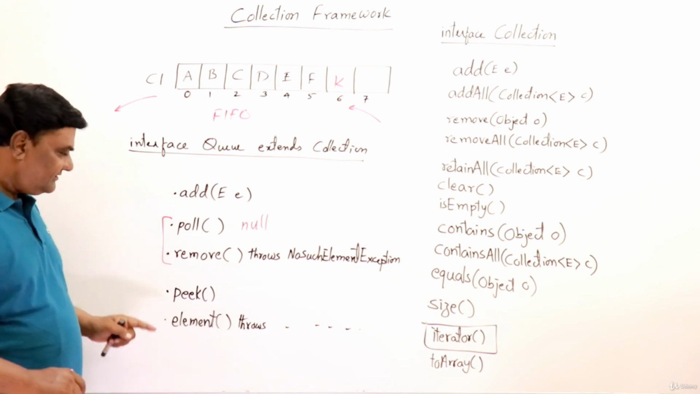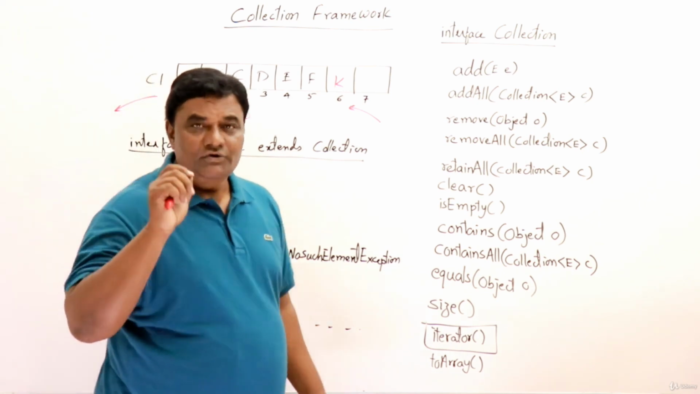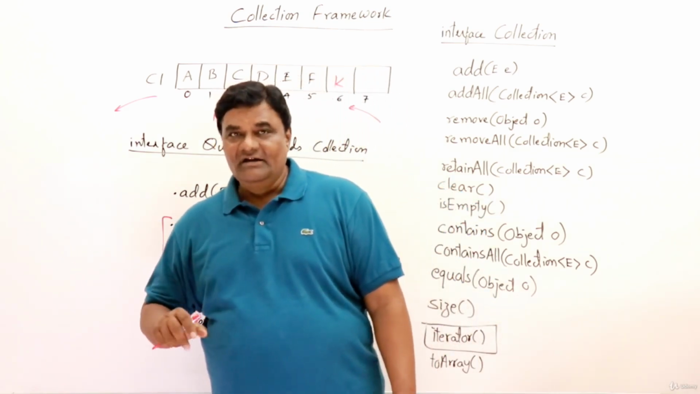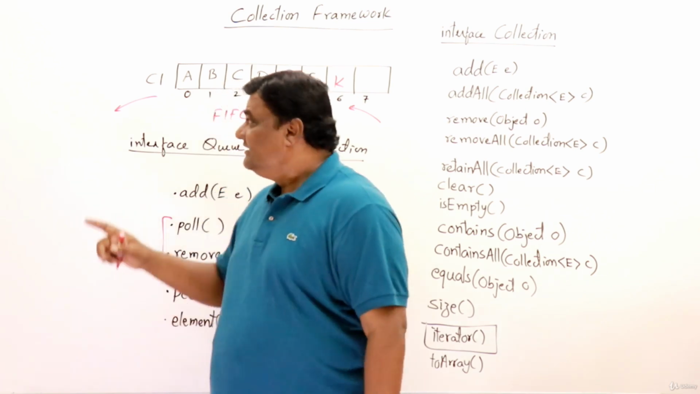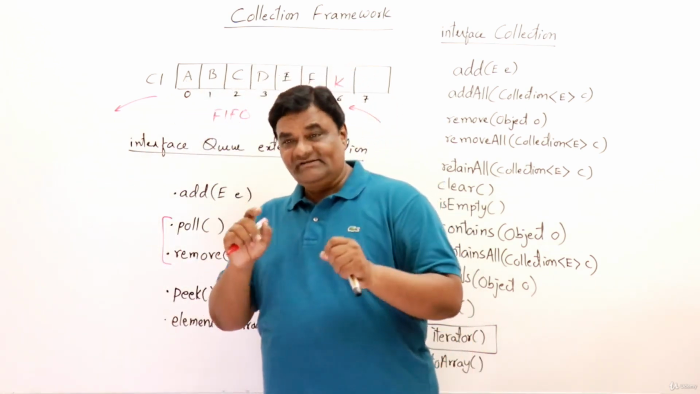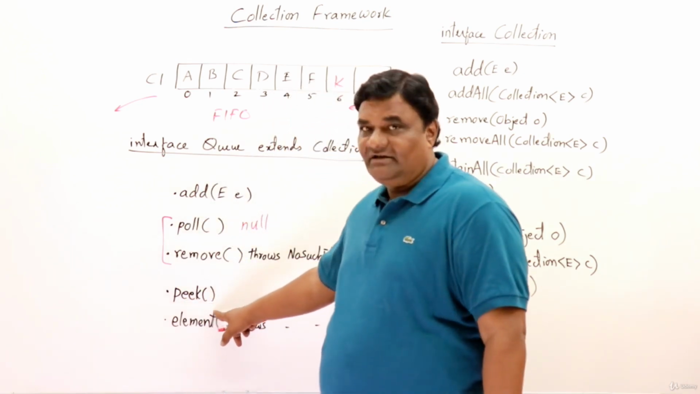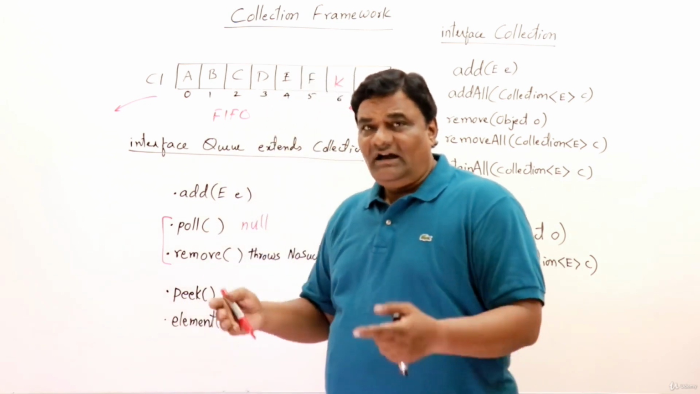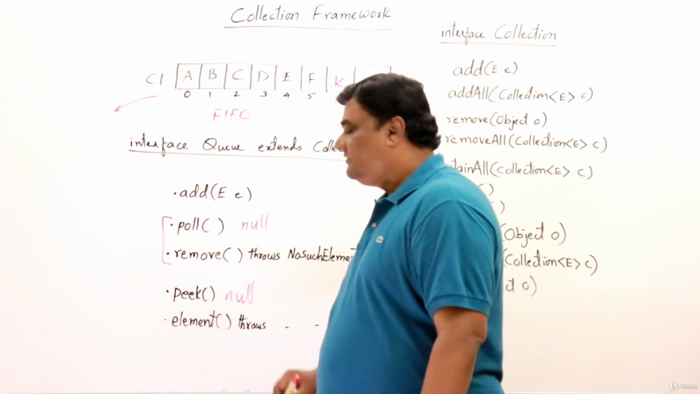Then the last methods, again these two are similar. If I just want to know the element present at the beginning, before removing it from the queue, just to see what is there inside the queue, the first element is A. If I just want to know what is the next element that is coming out from the queue, the method is peek. Peek will give you the first object in the queue, and if the queue is empty, it will return null.